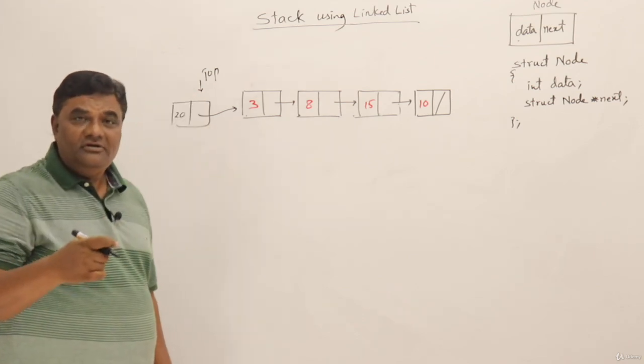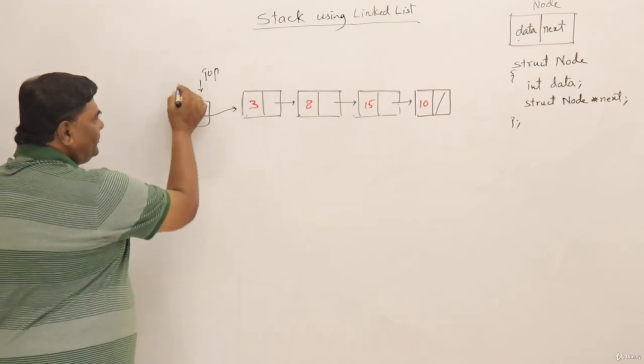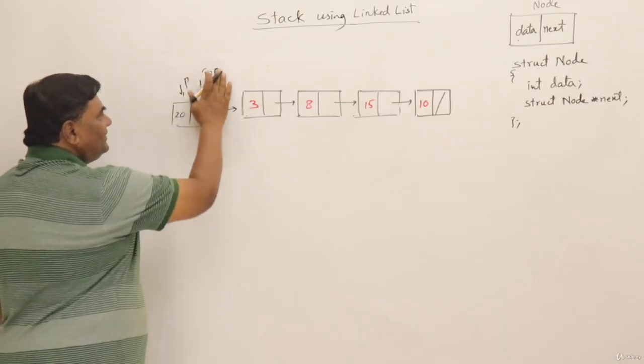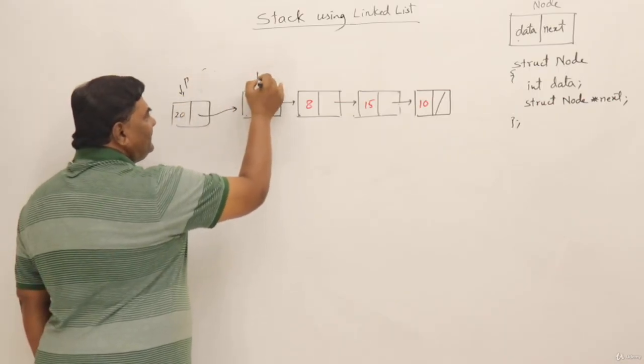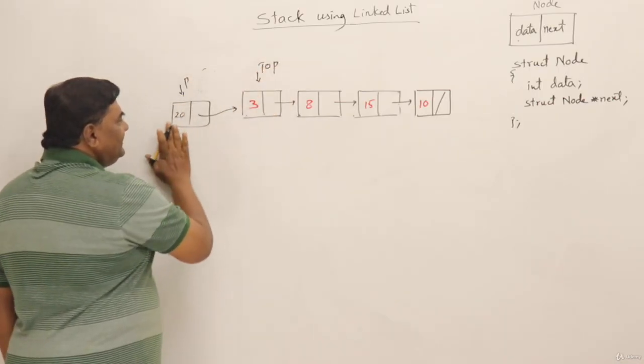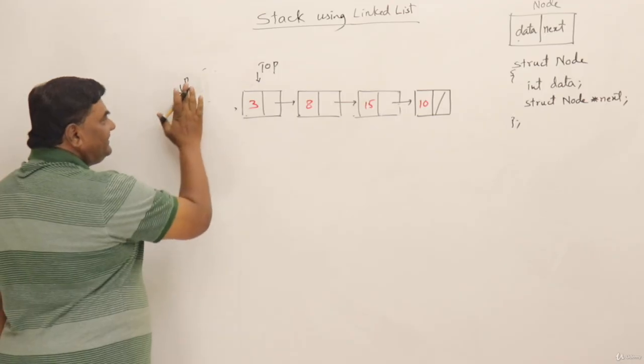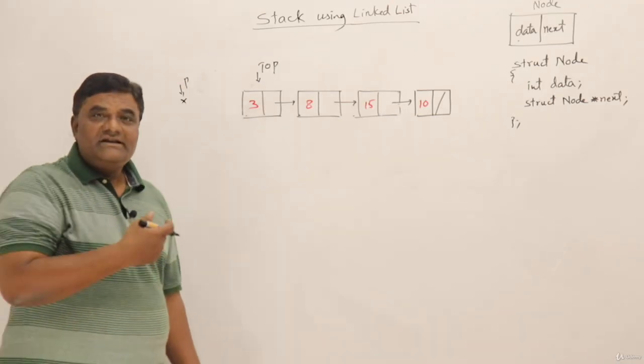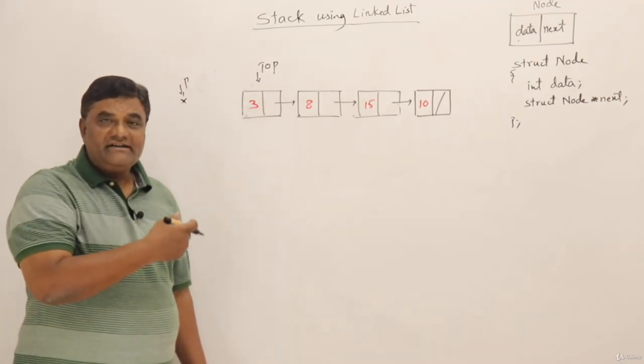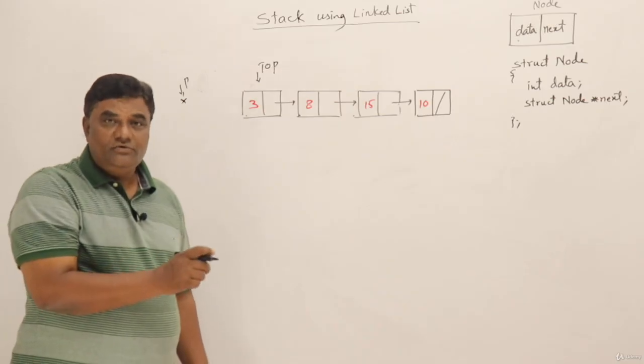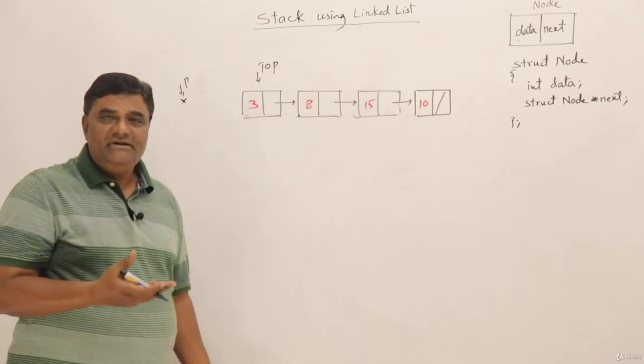Then if I want to pop or delete a value, take a pointer upon the first node. This is the first node. Move the top pointer to the next node, then delete this node. So this node is deleted. That's how deleting an element at index 1, that is deleting the first node, works. We have already seen this. This is the same as that one.